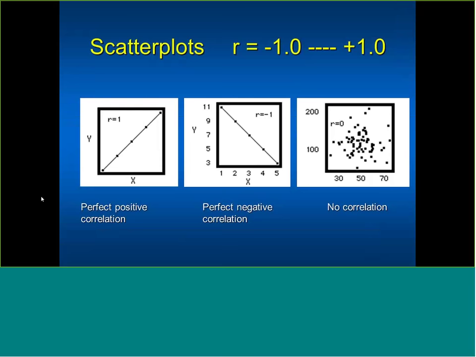Sometimes residents think that a negative correlation is not as good as a positive correlation because it has the word negative in it, but that's not true. You want to be as close as possible to either -1.0 or +1.0. On the left-hand side, with a perfect positive correlation, as X increases, Y increases, and all those points would fall on a perfectly straight line. A perfect negative correlation would be an inverse relationship: as X increases, Y decreases. And if there's no correlation, you can't draw any line at all. You just have a bunch of scatter. So you really want to be at one end or the other.